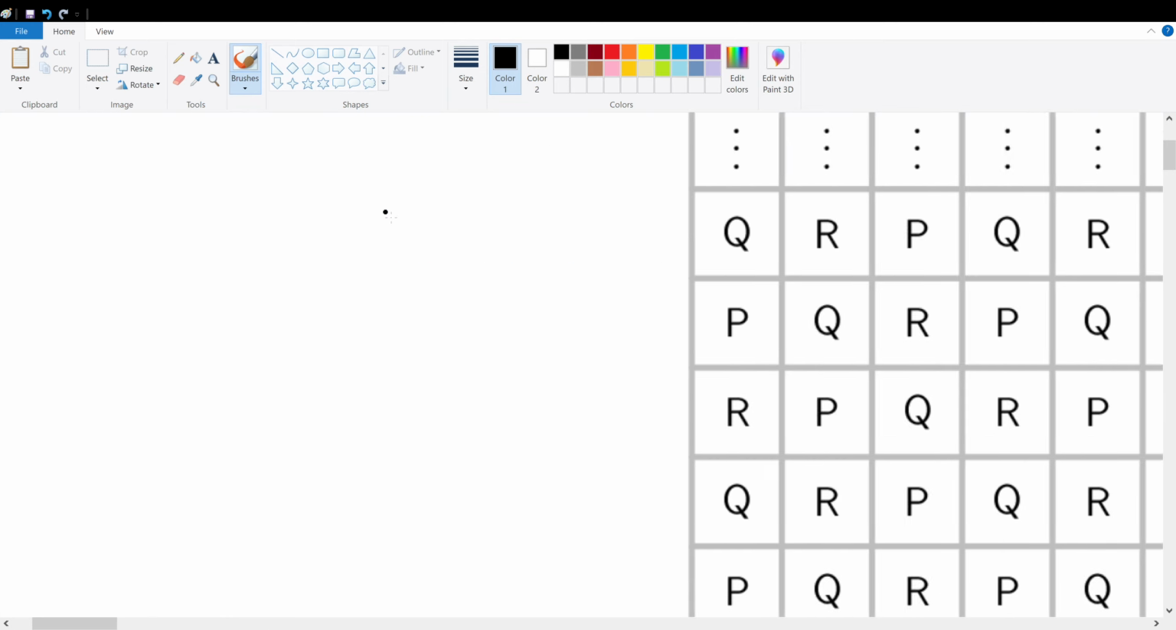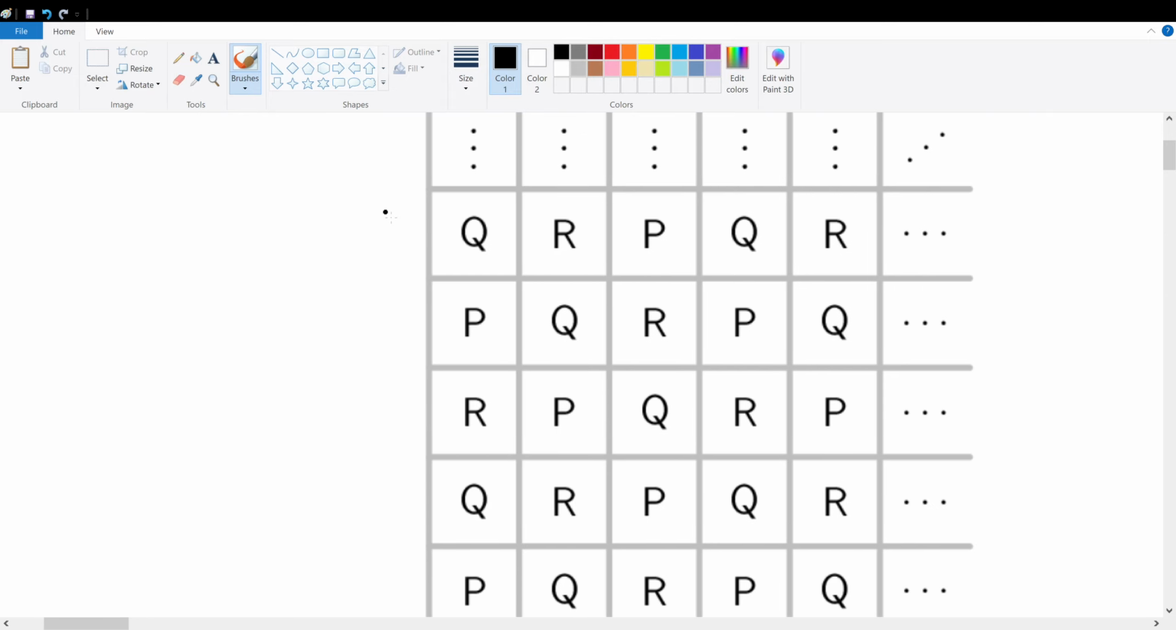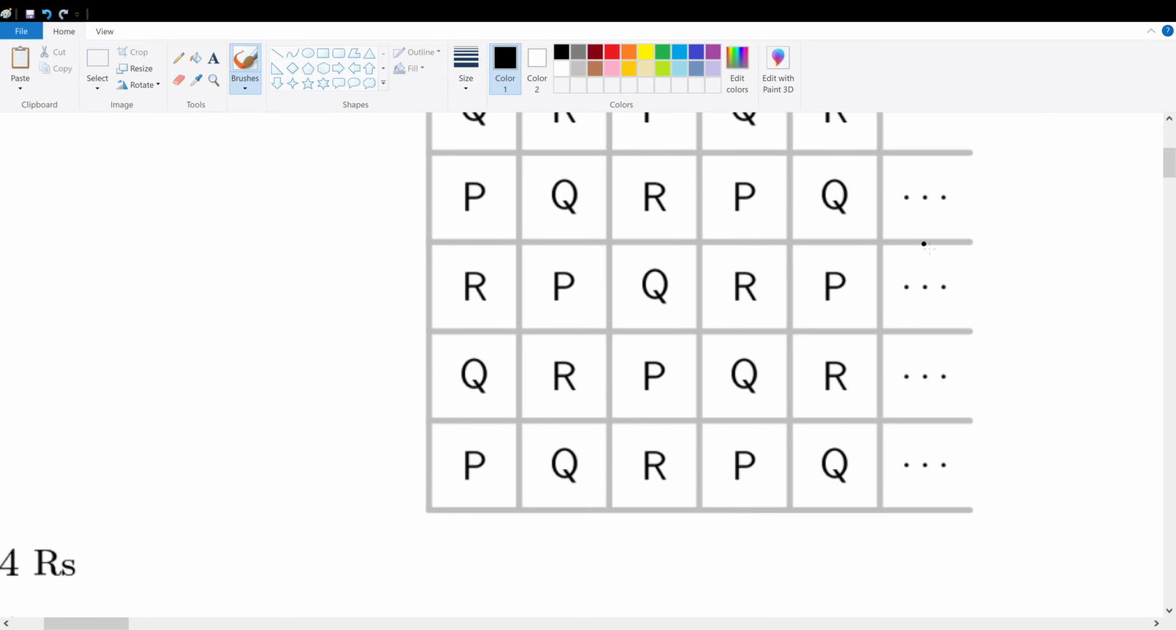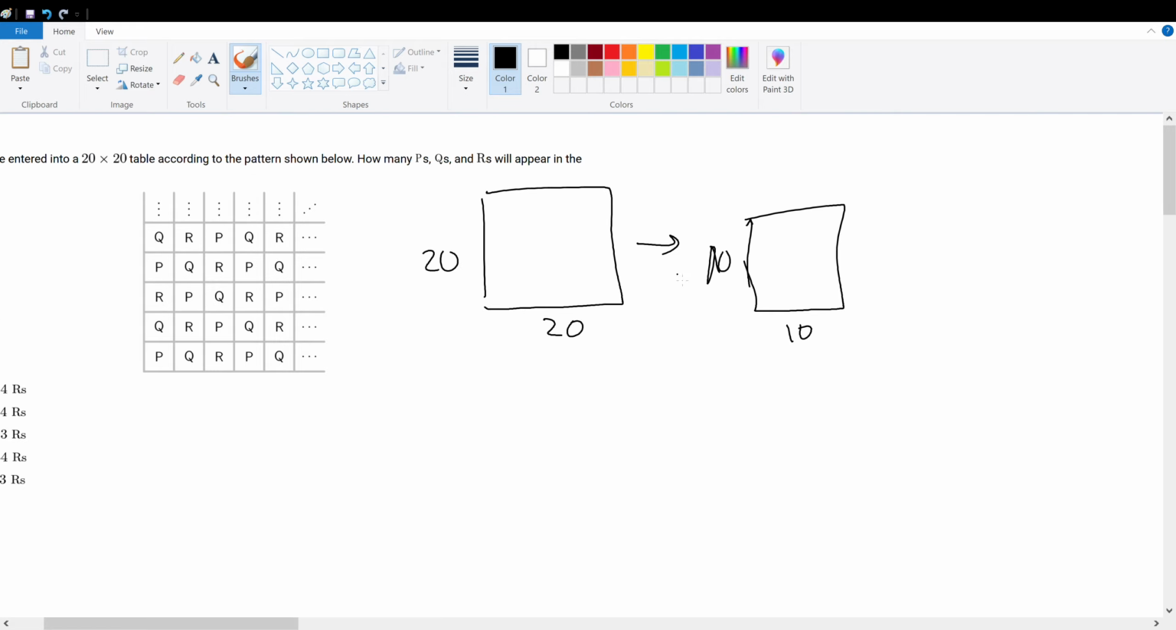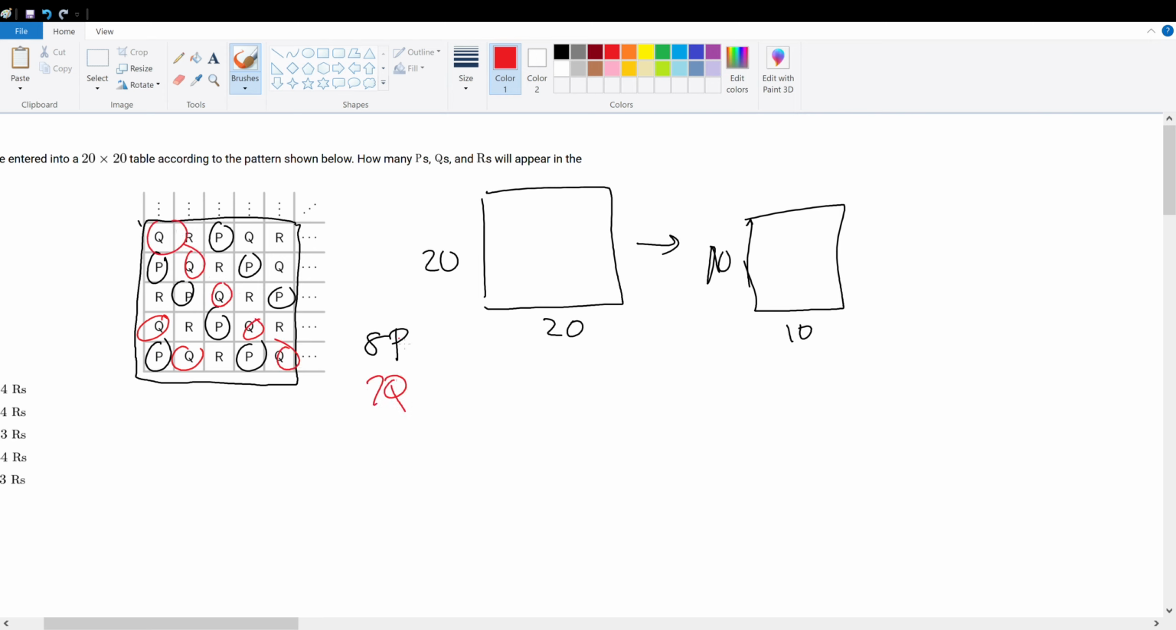And look here, we have a very neat 5 by 5 scaled down version already prepared for us. So let's take advantage of it and not waste any more time making a 10 by 10 when it's absolutely unnecessary. Let's consider the 5 by 5 right here and just count it up. How many P's do I have? I have 1, 2, 3, 4, 5, 6, 7, 8. I have 8 P's. How many Q's do I have? I have 1, 2, 3, 4, 5, 6, 7. I have 7 Q's. How many R's do I have? I have 1, 2, 3, 4, 5, 6, 7, 8.